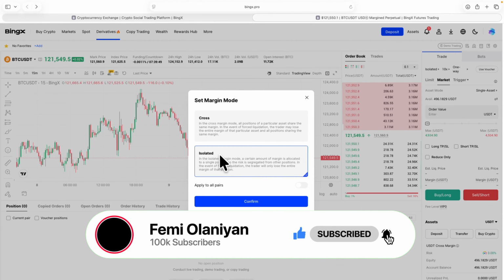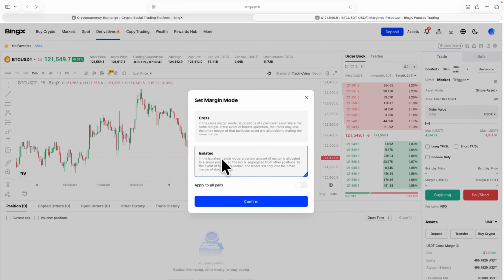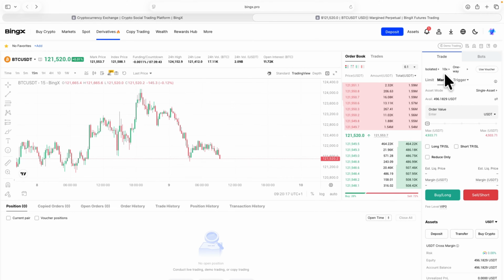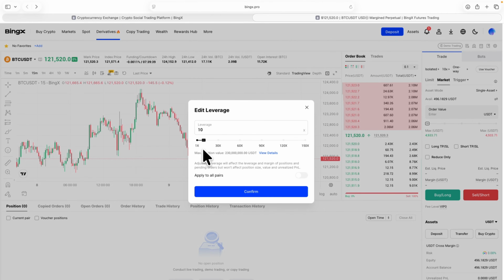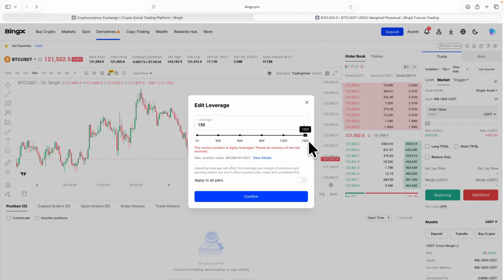So for this video, I'm going to be picking isolated margin here. So once you pick isolated margin, just click on confirm. Now, the next thing you want to pick is your leverage. So you can see where you have this 10x. So I click on it. This is where you can pick your leverage. And you can pick between 1x leverage to as high as 150x leverage.